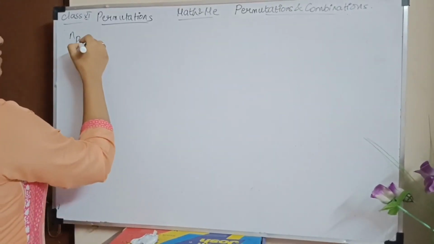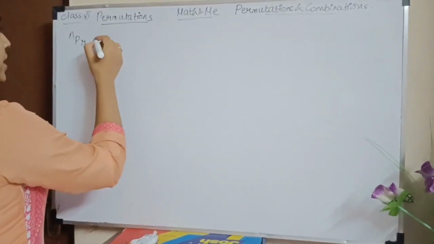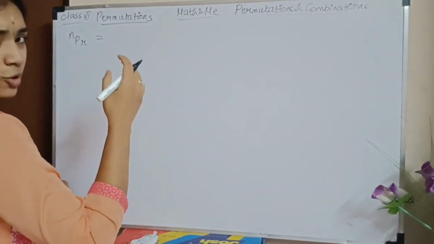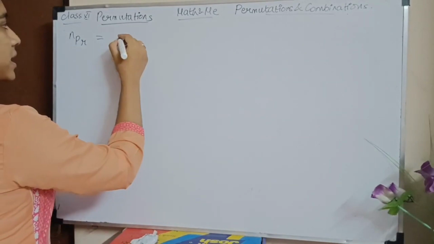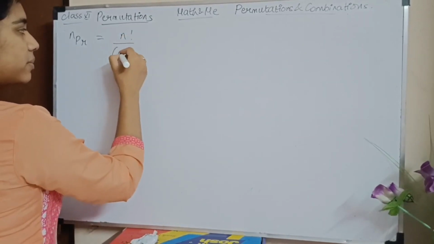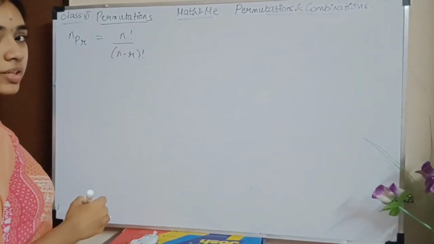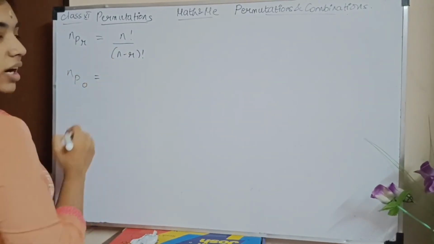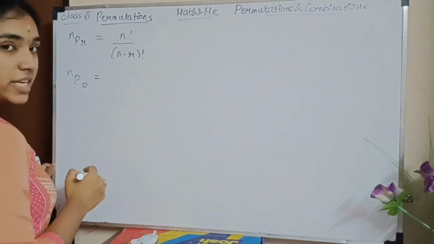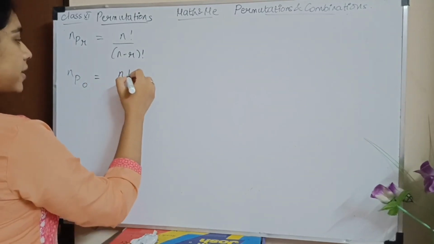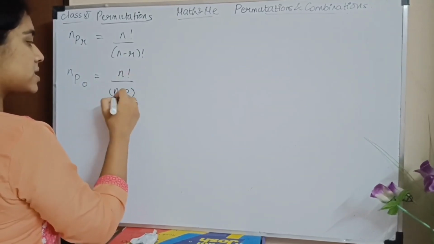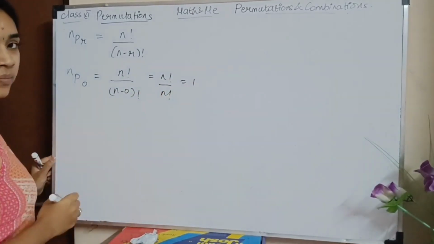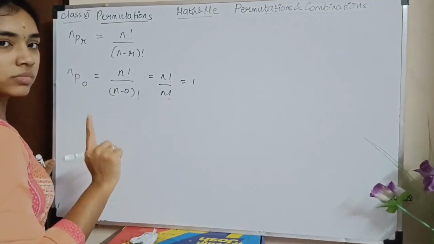So for permutation we have a formula, which is nPr. P is permutation, n is the number of letters, r is the number of places chosen. So nPr will be n factorial divided by (n minus r) factorial. And you have to remember nP0. When the value of r is 0, you have n factorial divided by (n minus 0) factorial, which will be n factorial divided by n factorial, which is 1. So nP0 is 1. Remember.